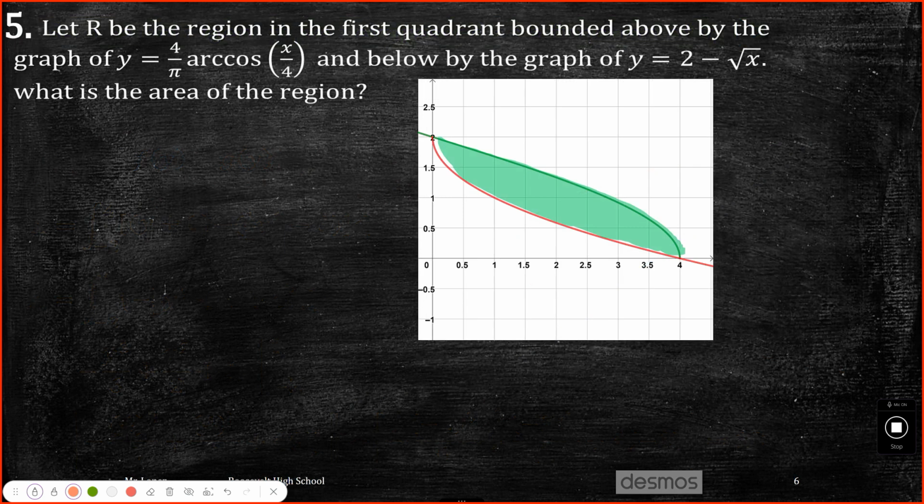Let's go to number 5. Let R be the region in the first quadrant bounded above by the graph. It's already telling you above is the arc cosine. And below by that, what's the area of the region? Now here, let's see.